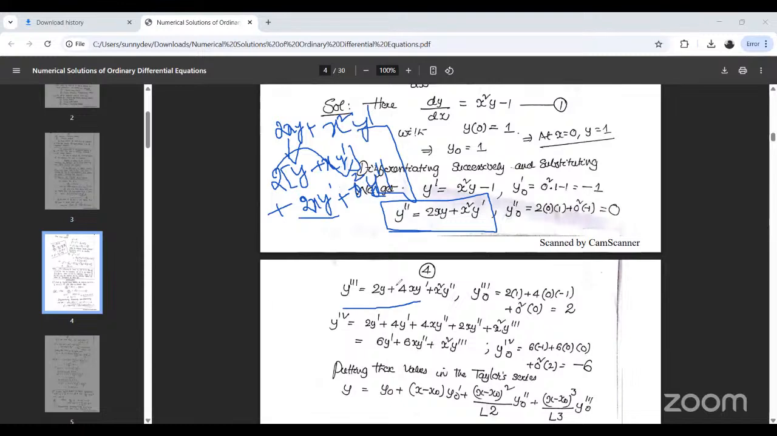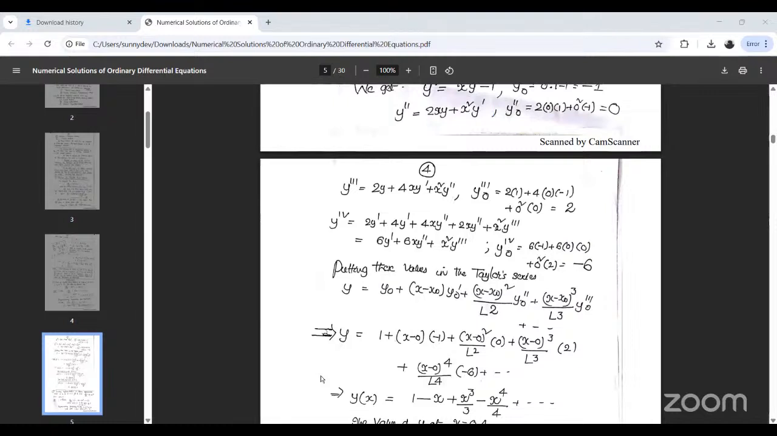So at the point x equal to 0 and y equal to 1, we are getting the value of y triple dash. In the same way, you need to find the fourth derivative of y. Then we are getting minus 6.